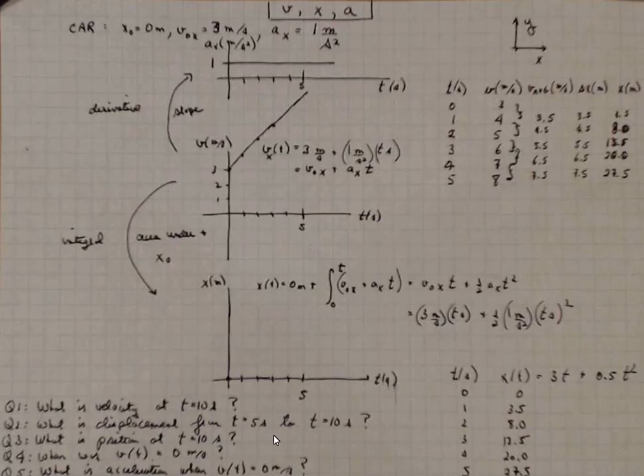Question 4, when was v of t equal to 0 meters per second? And so what I'm asking you to do is to extrapolate the performance backwards in time, assuming that it continues to do the same thing. Was means that t is going to be less than 0. Finally, what is the acceleration when v of t is equal to 0 meters per second?